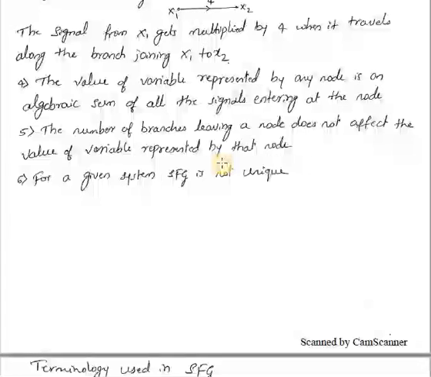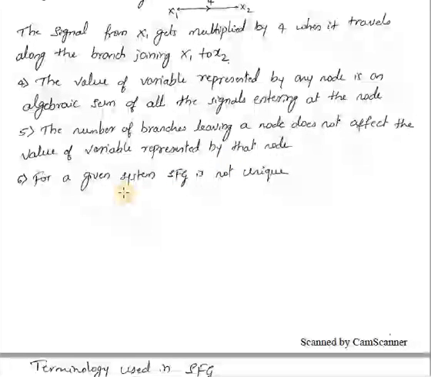Then the fifth one: the number of branches leaving a node does not affect the value of the variable represented by that node. That means you consider the value or the gain from the node where the signal started, whatever the value may be, but when it flows through a particular branch, you consider the gain of only that particular path. Then, for a given system, the SFG is not unique. That means you can build the signal flow graph in n number of ways for the given system.